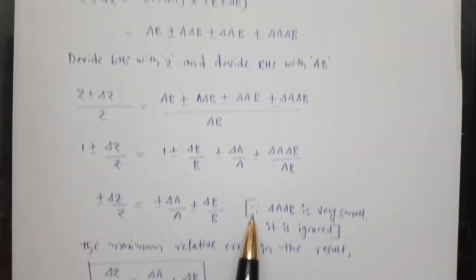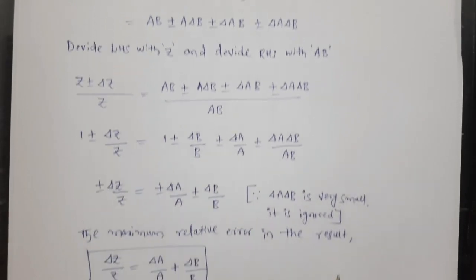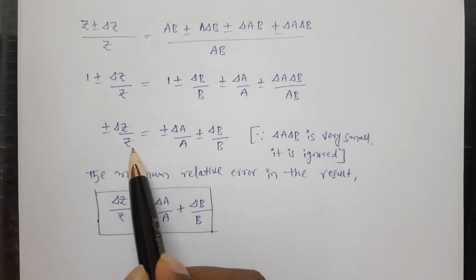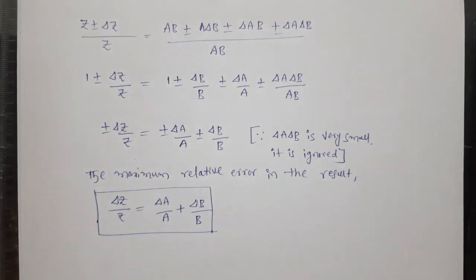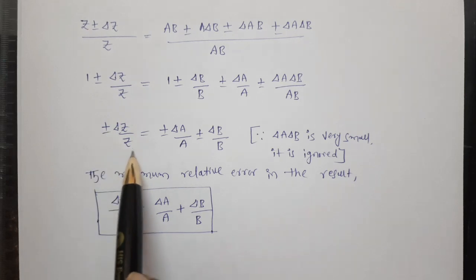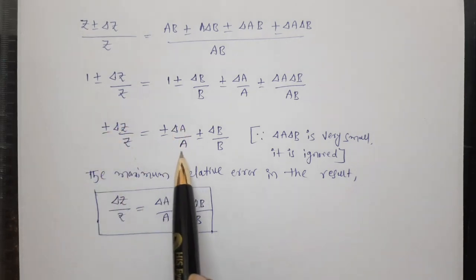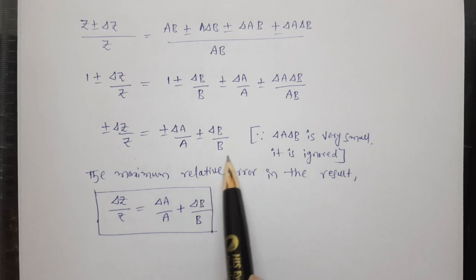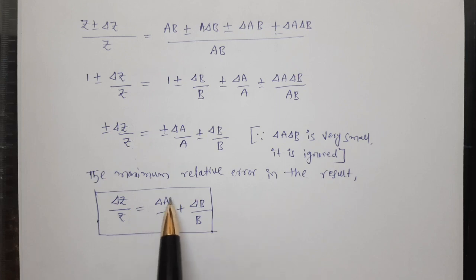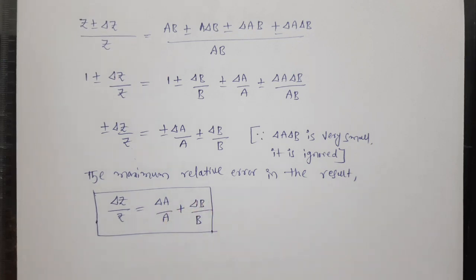actually here in the product we have Z equal to A into B, right? But finally how are we getting the relation? In terms of relative error we are getting delta Z by Z. That means this is the relative error in the result. Yes, so delta Z by Z is the relative error in the result, this is the relative error in the first quantity, and this is the relative error in the second quantity. So the maximum relative error in the result is equal to, what do we get, guys? The sum of the relative errors in the two quantities.